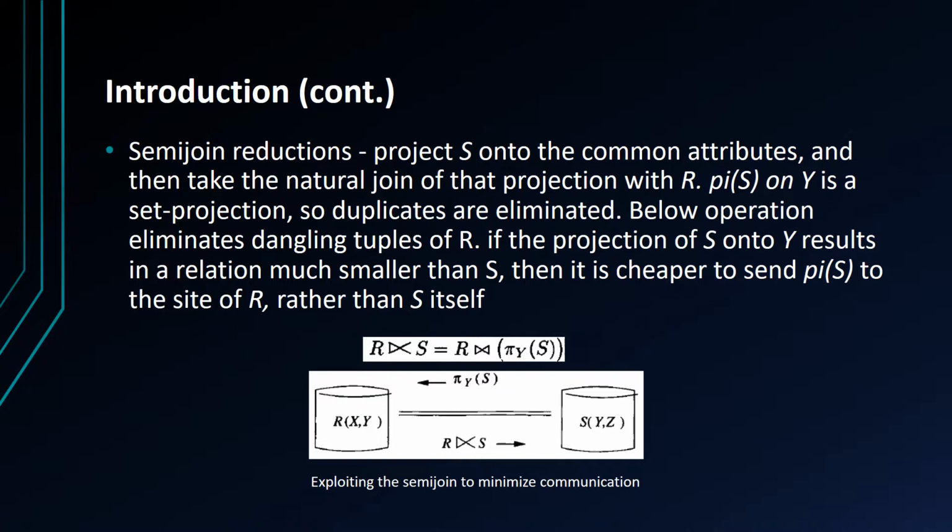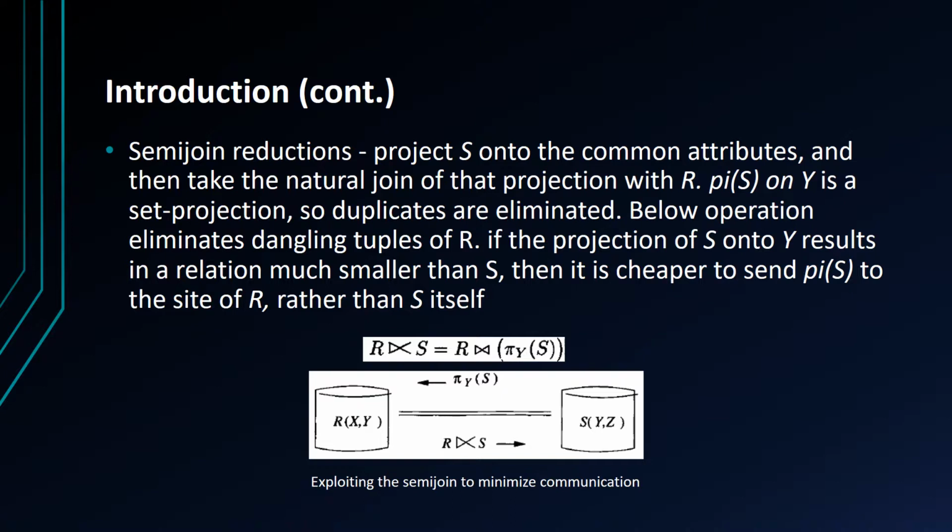Suppose in the relation S, the Z attribute contains large values of data like audio files or video files, which are really very tedious to ship from one side to another. So instead of shipping the whole of S, can we just extract some part of S and send it to R? We do not need the other part of S, right? So only those Y values which match with R.